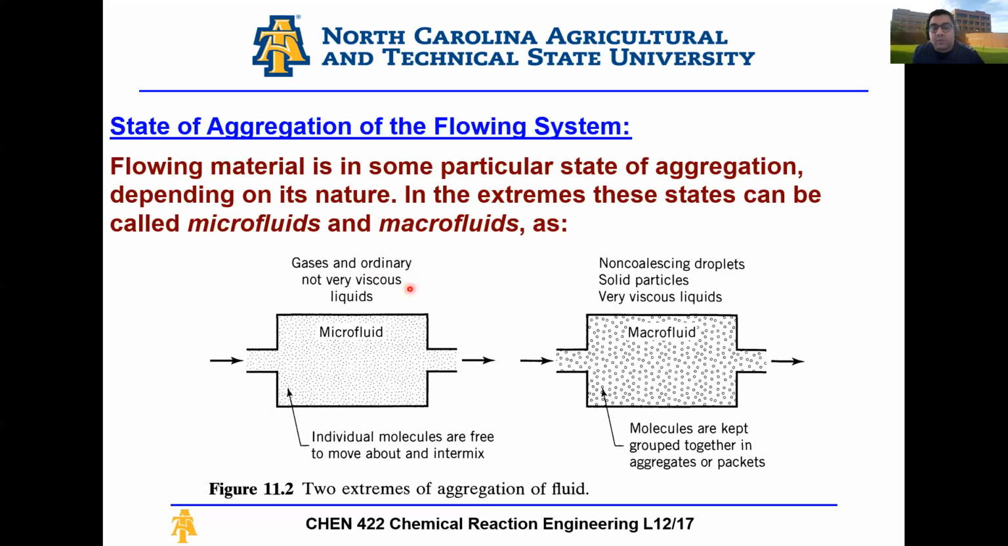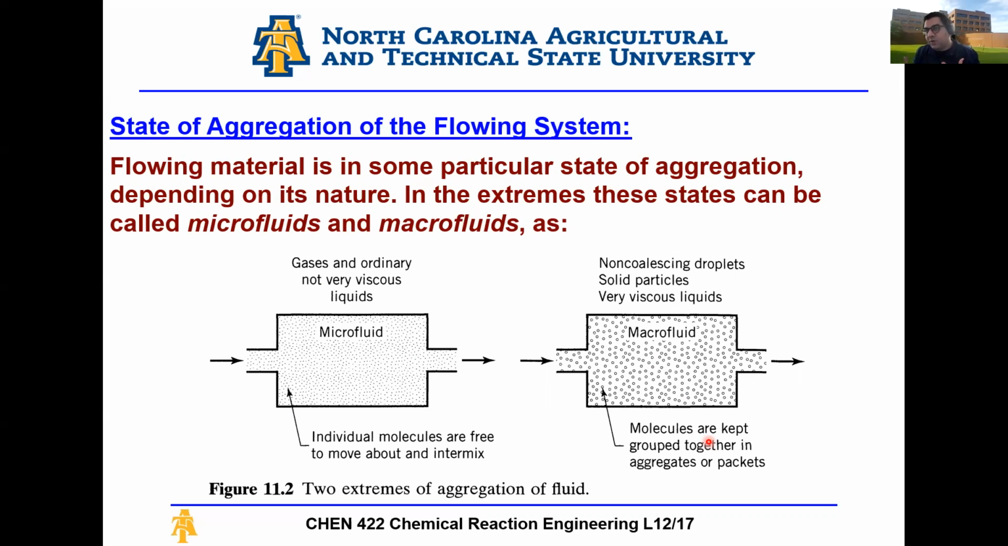The extremes of the state of aggregation are on the left here, where I have gases and not very viscous fluids. This is called the microfluid. Basically, if you want to model this, you can look at the different molecules, and the behavior should scale up, or the equations should apply with a lower correction compared to the right-hand side, where you have a macrofluid, with non-coalescing droplets, solid particles, very viscous fluid. Here molecules start aggregating, and you have packets of fluid or packets of flow.